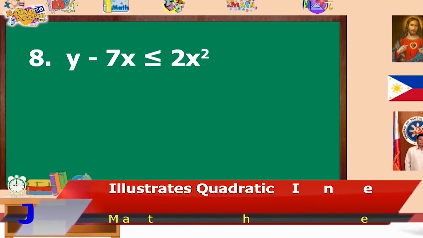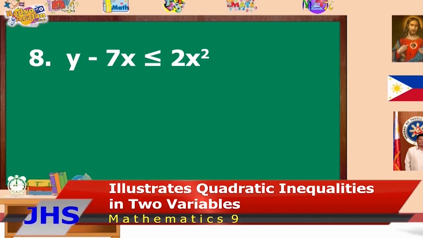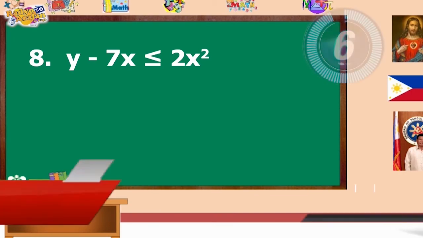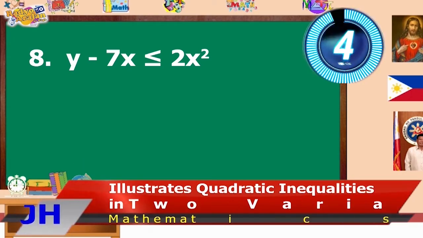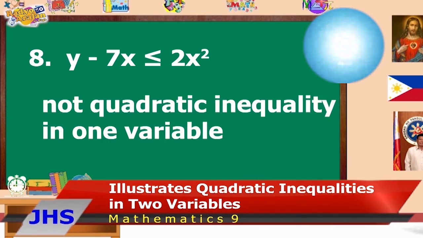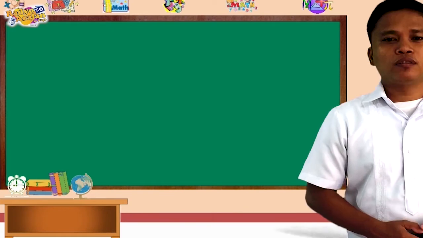Number 8. y minus 7x is less than or equal to 2x squared. That is not quadratic inequality in one variable.